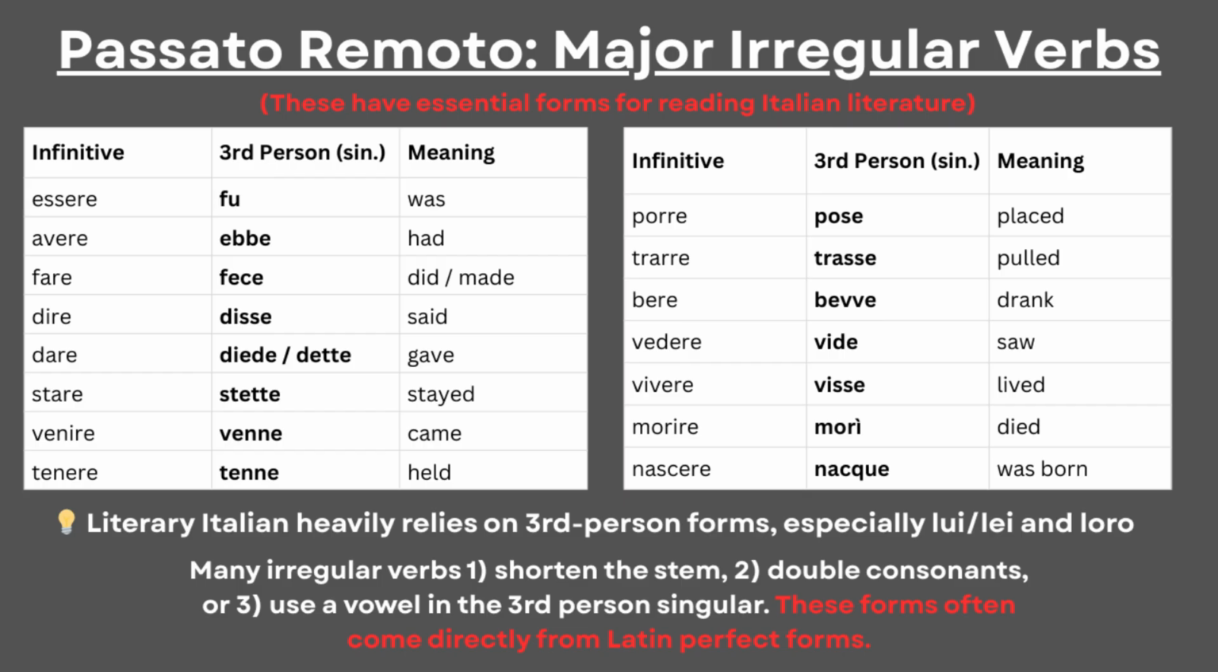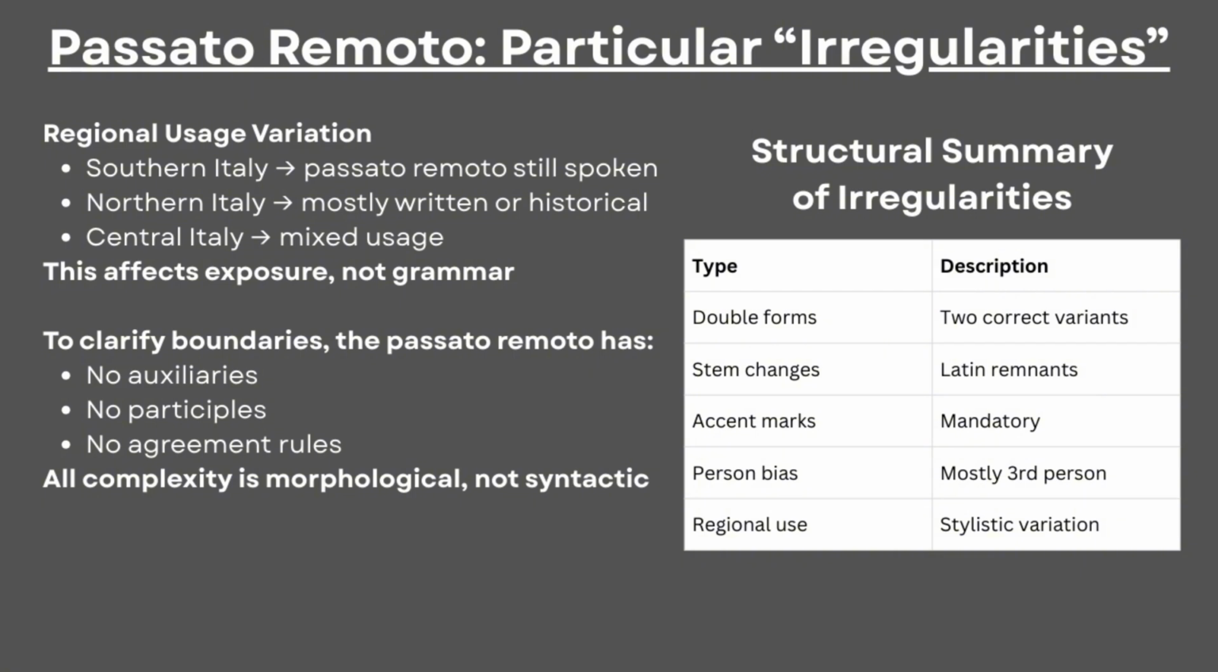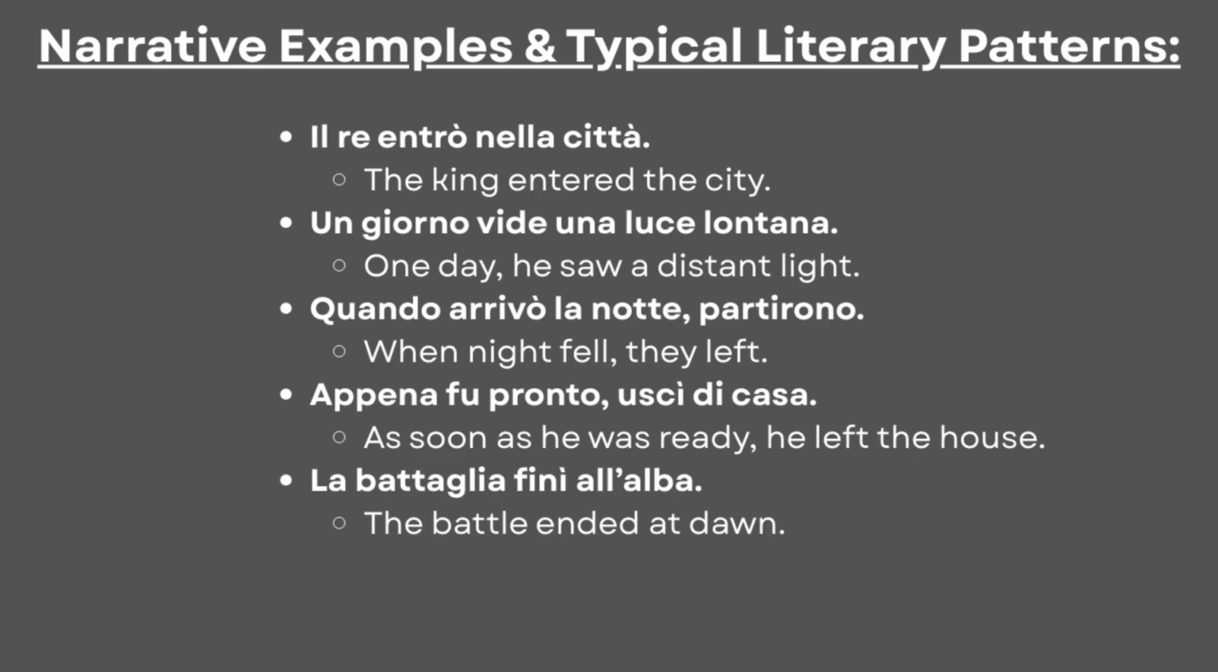Nonetheless, in southern Italy, this tense is still used in speech, while in northern Italy, it's mainly written or historical. At the same time, the complexity of the tense is morphological and not syntactic, so it has no auxiliaries, participles, or agreements. As a way to conclude the lesson, we can see examples that are typical in simple narratives with common literary patterns, and such sentences show completed actions, narrative sequences, and events that are perceived as distant and closed.